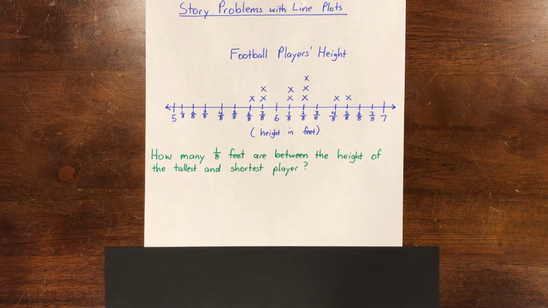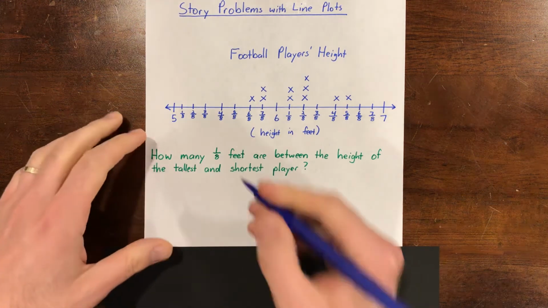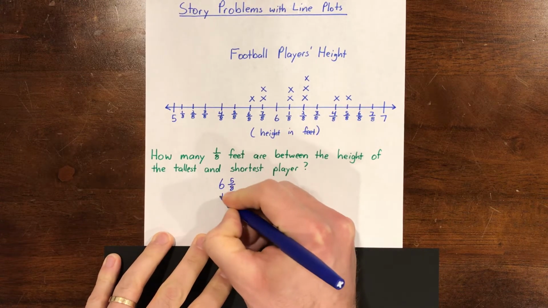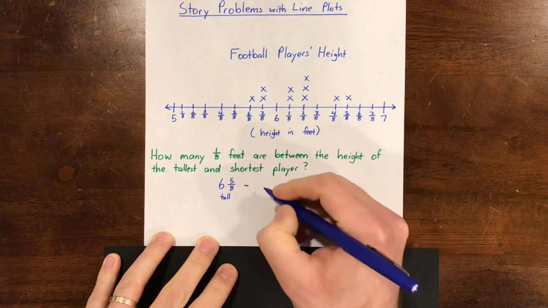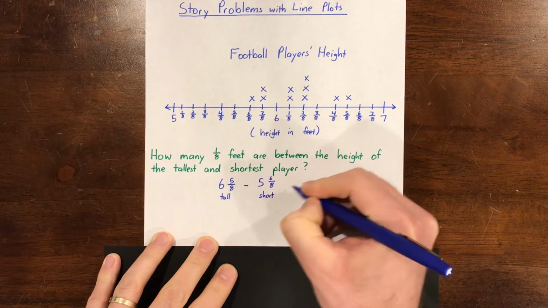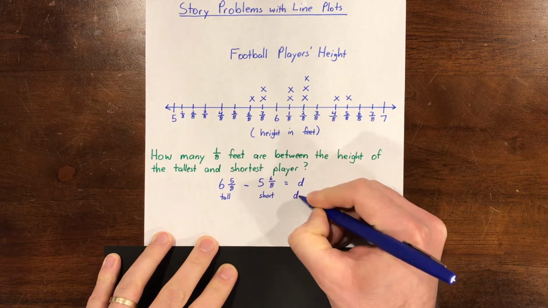Okay, so how did you represent this question? Say it out loud. Yeah, there's a lot of ways you might have represented it. I bet a lot of you used a number sentence where you had 6 and 5/8 for the tallest player, minus 5 and 6/8 for the shortest player. Let's go ahead and add that here. The tallest minus 5 and 6/8 for the shortest, and that equals D, or the difference.